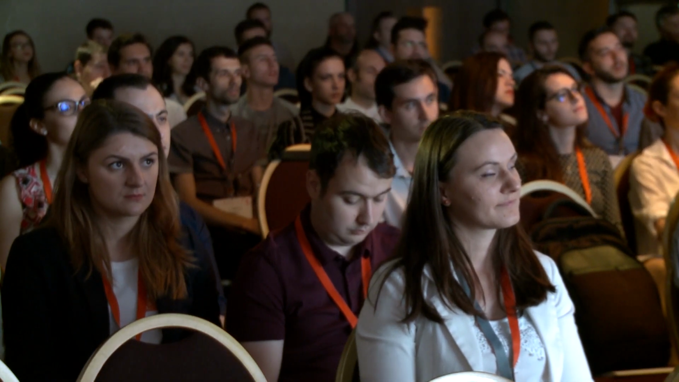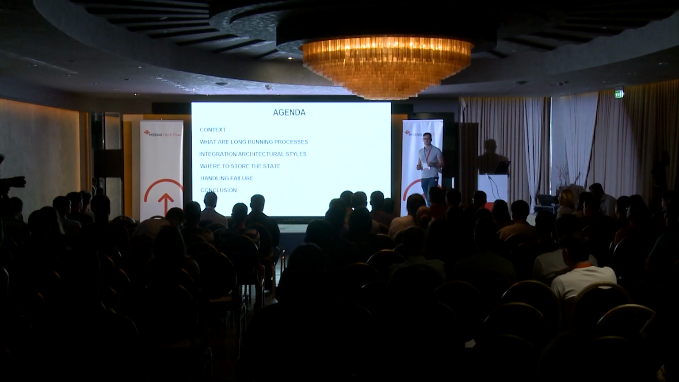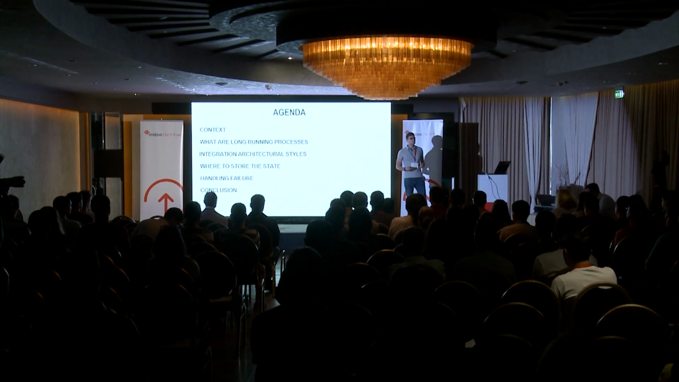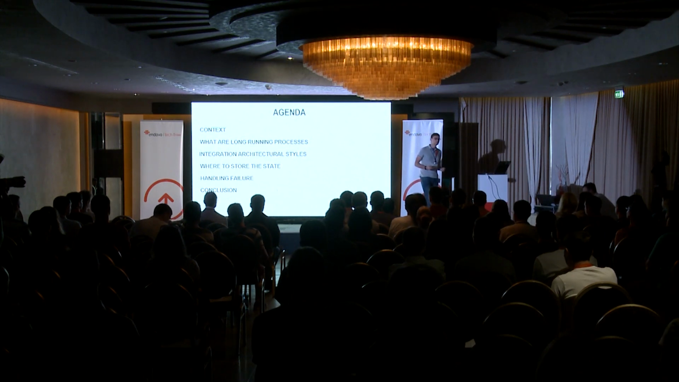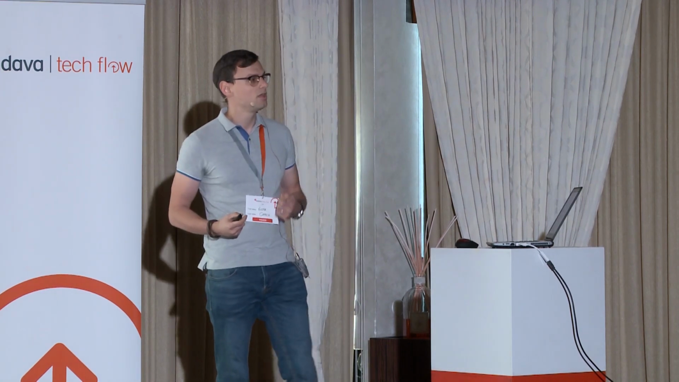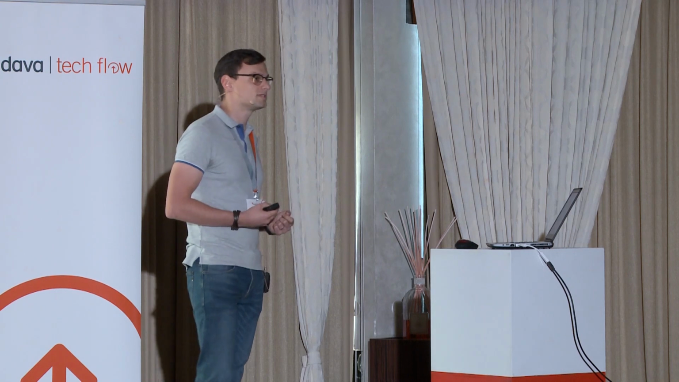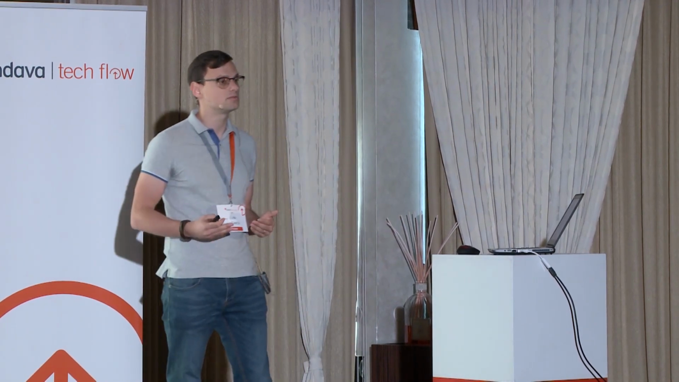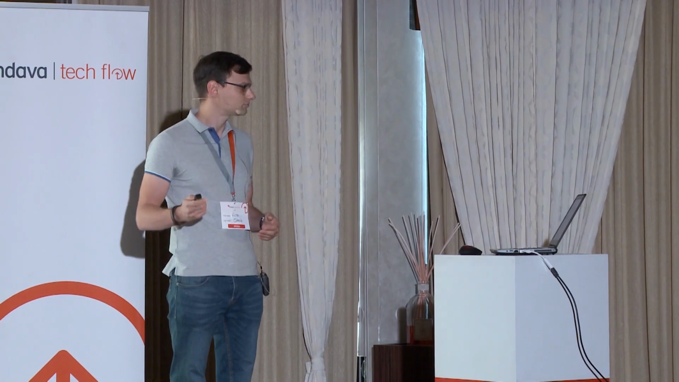First, we'll discuss a bit about the context, why I think this topic is important now. Then we'll see what long-running processes are. After that, we'll see the two main integration architectural styles for modeling long-running processes. These are choreography and orchestration. And then we'll delve into some lower-level patterns of where to actually store the state of a long-running process. At the end of the presentation, we'll see some patterns for handling failure because we don't want our process to stop halfway through and our system to be in an inconsistent state.